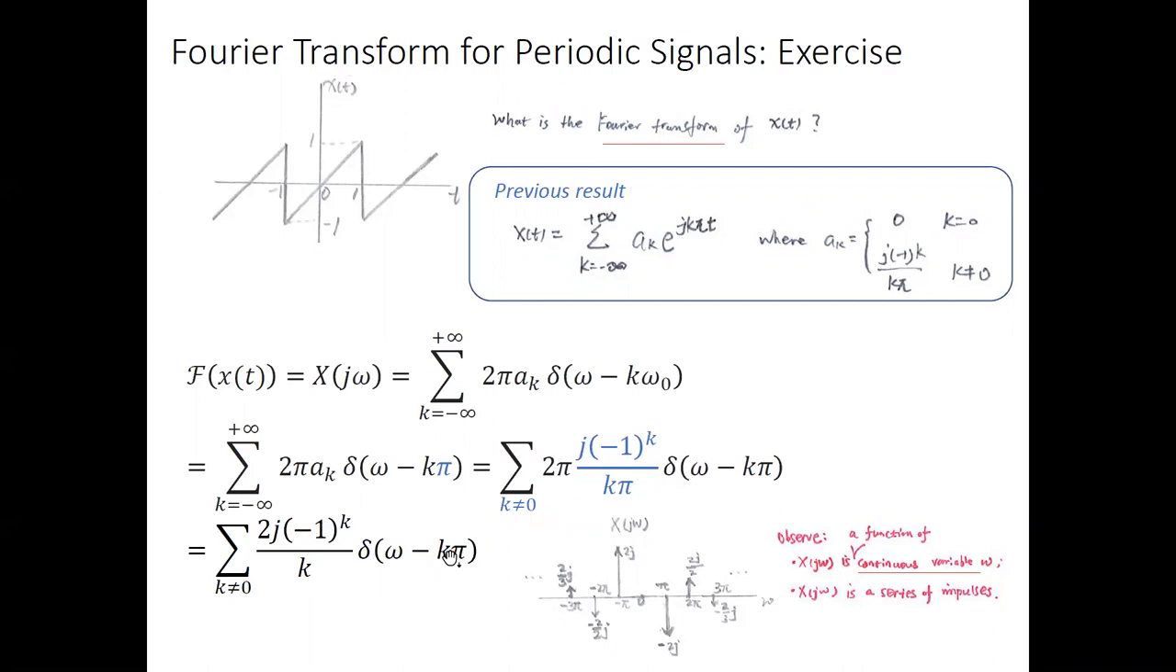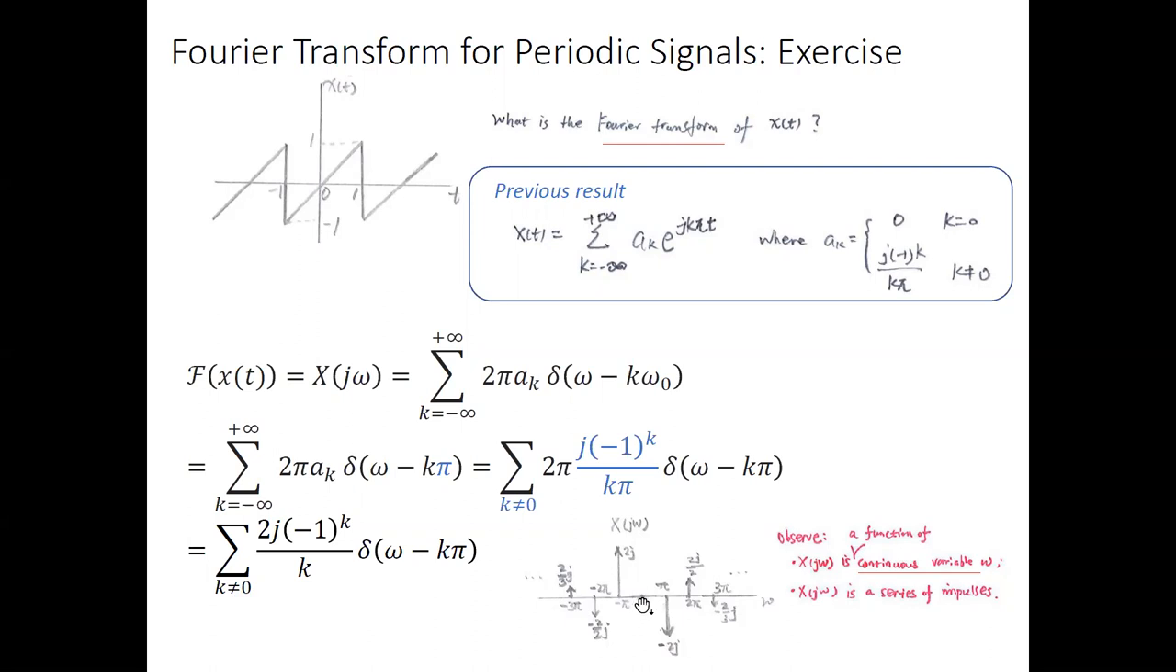So what is the structure of this result? It is an infinite sum for all the impulses that occur at integer multiples of pi. That means the impulses occur at pi, 2 pi, 3 pi, minus pi, minus 2 pi, minus 3 pi. And also because k is not 0, there's nothing at omega equals 0.